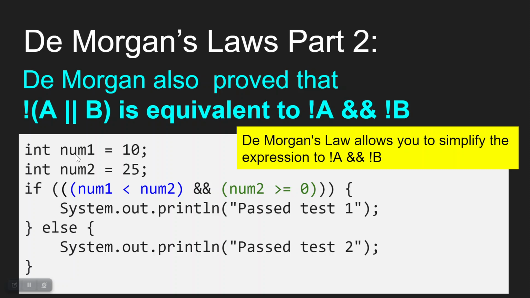So once again, you would look at what we've got going on here. Num1 is definitely less than num2. That's true. Num2 is definitely greater than or equal to 0, so that's going to be true. That means we're going to get true and true. So the whole thing is going to be true.